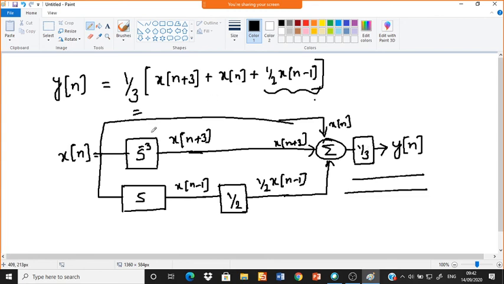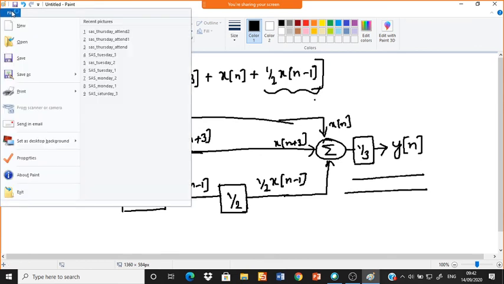So this is the interconnection operation, how we use the shift operator in system interconnects. Is it fine? Any doubt?